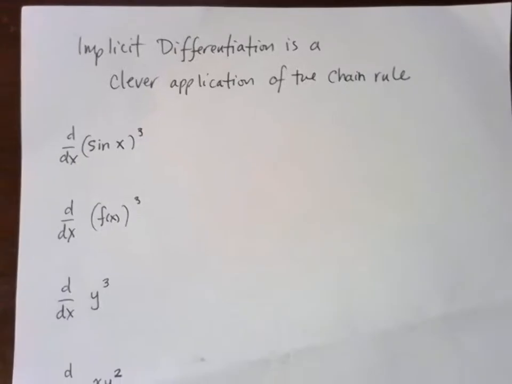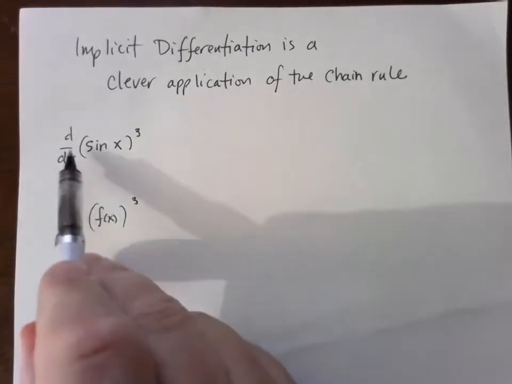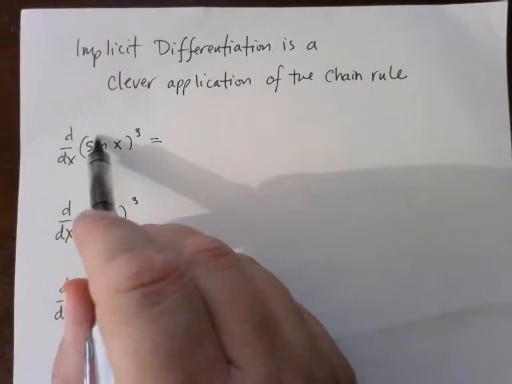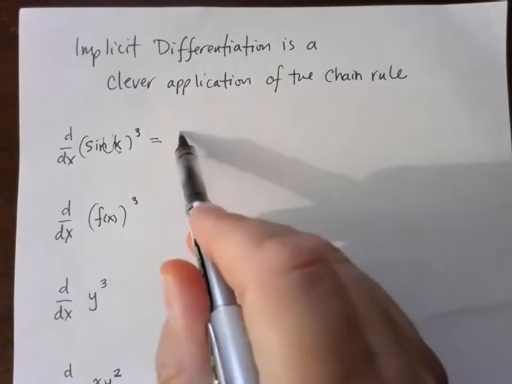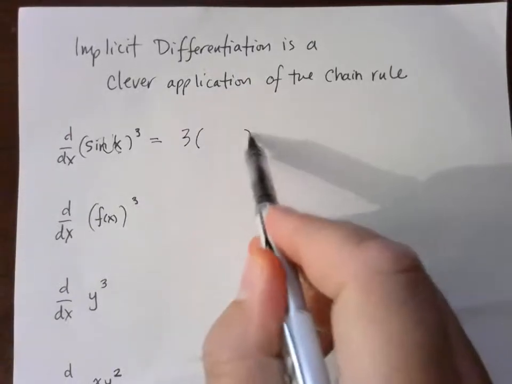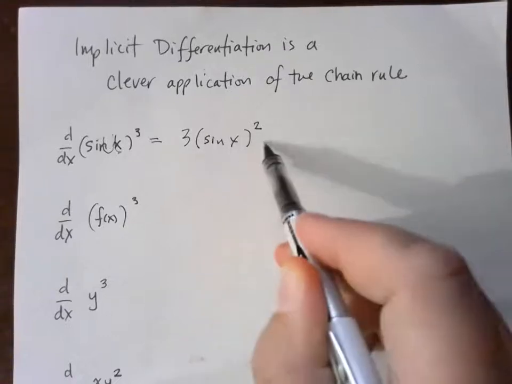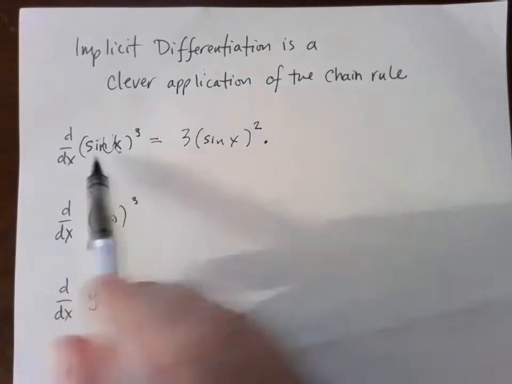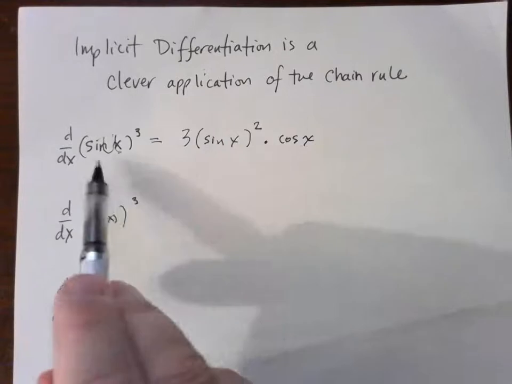What implicit differentiation is, when you're taking a derivative, is really just a clever application of the chain rule. So let's look at some examples here. Let's say I had to take the derivative of sine of x cubed. So we know how the chain rule works now. We think of this as being u, I'll write it in really lightly, u to the third power. So the derivative would be 3u squared, but u is sine x. And then I would multiply by u prime. That's the derivative of the thing in here. The derivative of sine is cosine. So I get cosine x. And that would be the derivative of sine of x cubed.